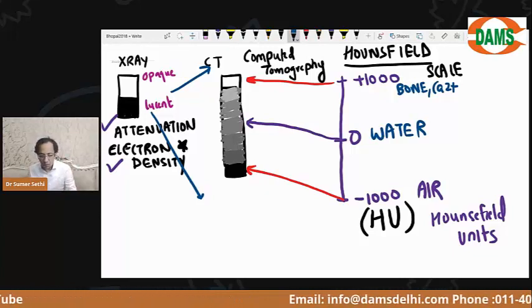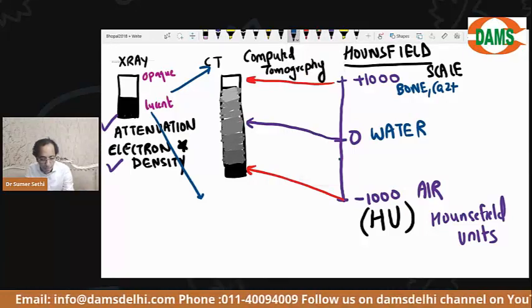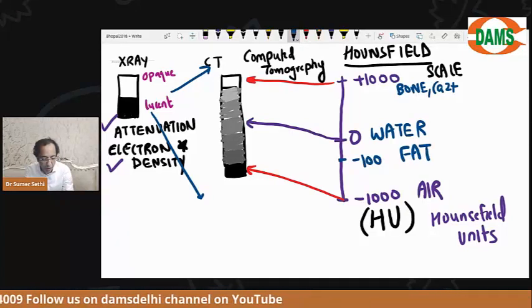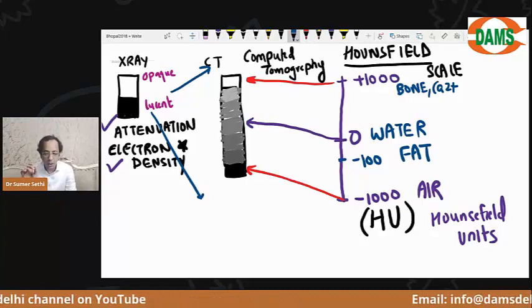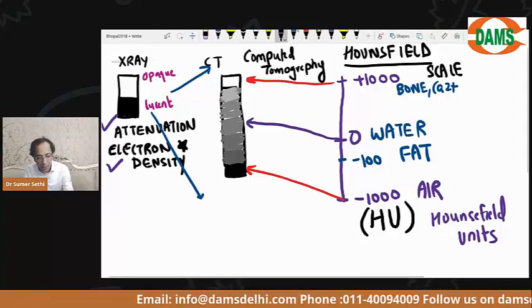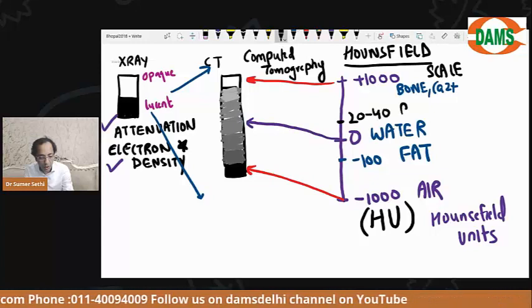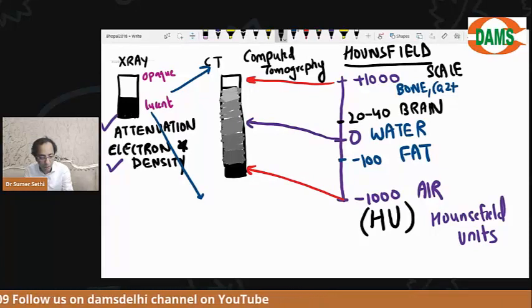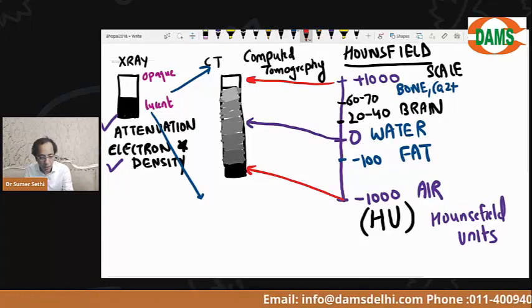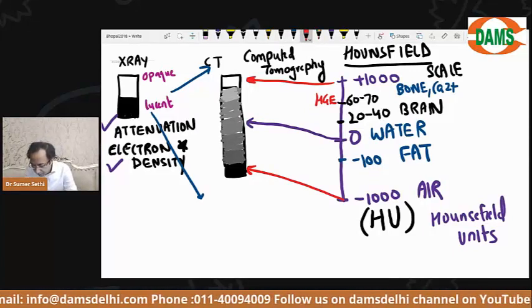Now, once you are clear with all of this, let's also note down: -100 on a CT scan is the attenuation of fat. Brain tissue, your normal brain tissue, has an attenuation ranging from 20 to 40. Brain hemorrhage has an attenuation of 60 to 70. Everybody clear? Okay.